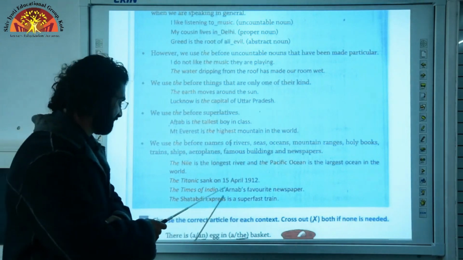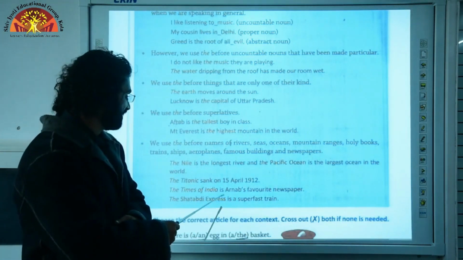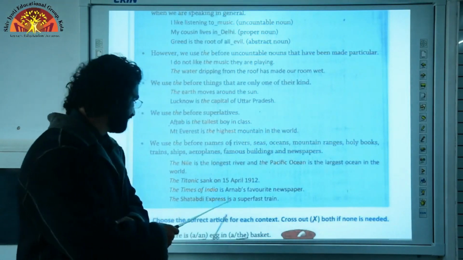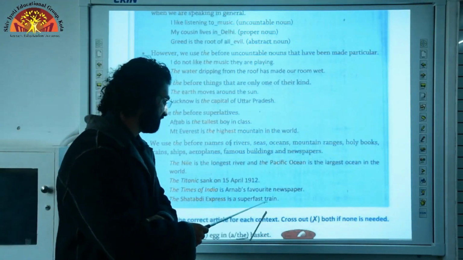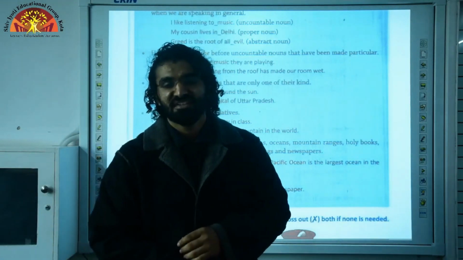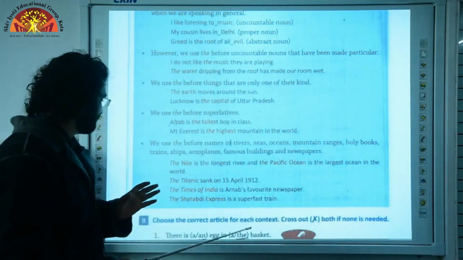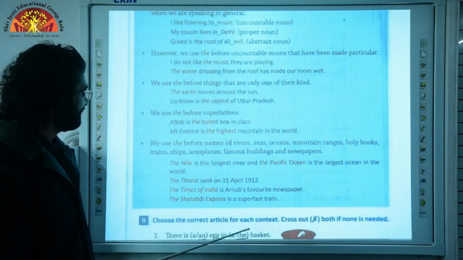Before the names of newspapers: the Times of India, the Hindustan Times. The Times of India is Arnab's favorite newspaper. The Shatabdi Express is a super fast train. The Shatabdi Express, the Rajdhani Express, the Chennai Express. Okay, so I hope you have understood all about the which was given in your book.